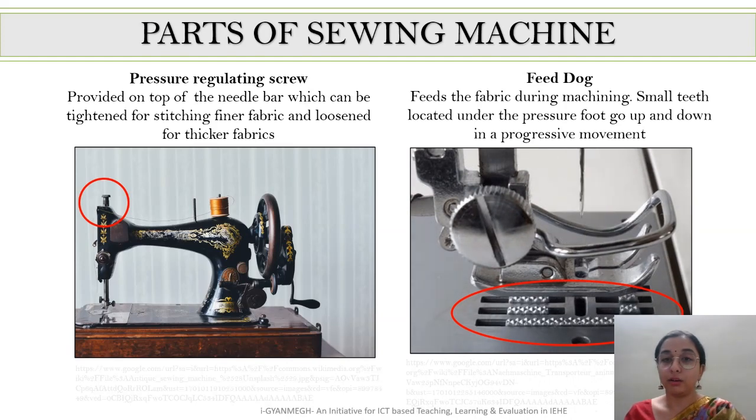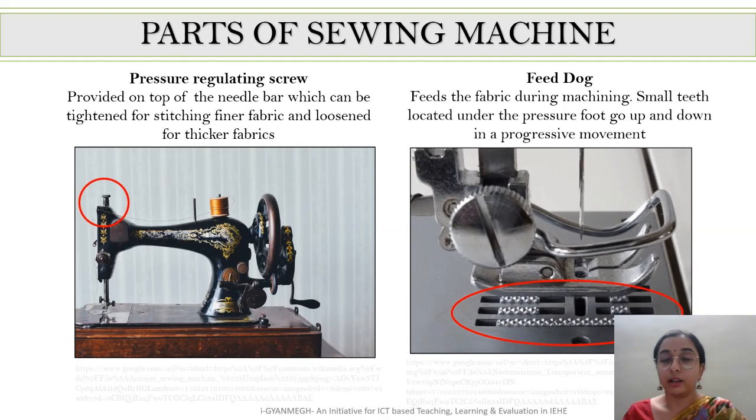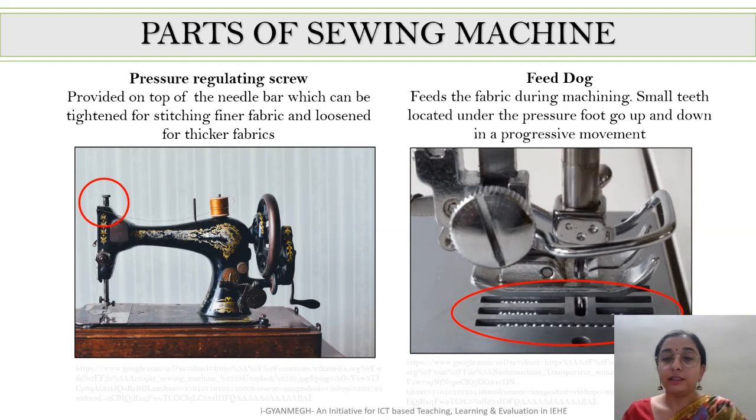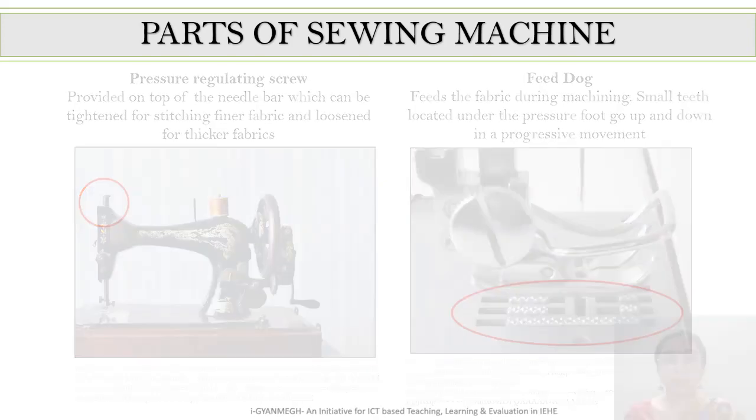Next is the feed dog. You may see small teeth-like structures located under the pressure foot. This is the feed dog. It feeds the fabric during manufacturing and goes up and down in a progressive movement.